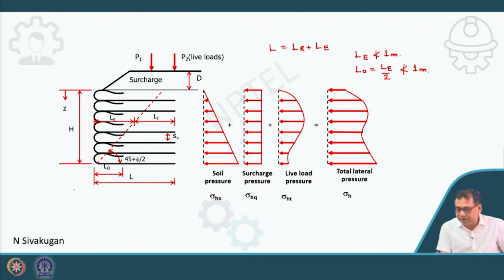So, for this vegetated steep slope retaining wall, we will calculate LR and LE, and we will calculate SB. SB is what? Spacing between the reinforcement. Then based on that, we will calculate the number of reinforcement layers, and we will calculate LE and L0 also, and L0 is very simple, it is LE by 2.